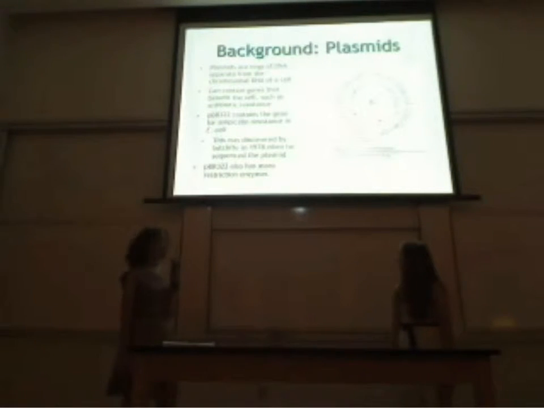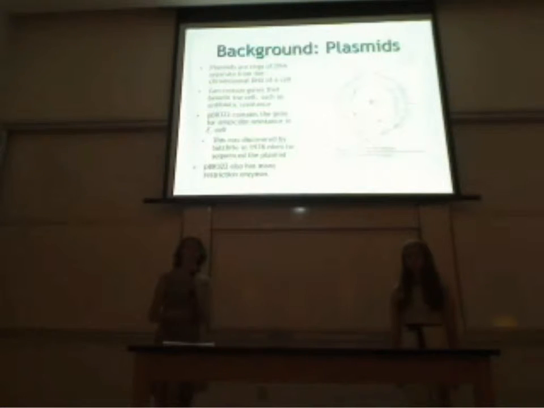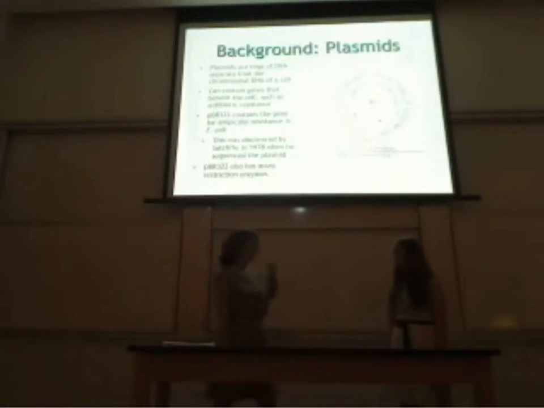Another reason we chose pBR322 is because it has multiple restriction sites that can be blocked by DAM methylation. So once that methyl group is put on top of this restriction site, the restriction enzyme can't come along and cut the DNA there because it's been blocked. So those were a few reasons we chose that.